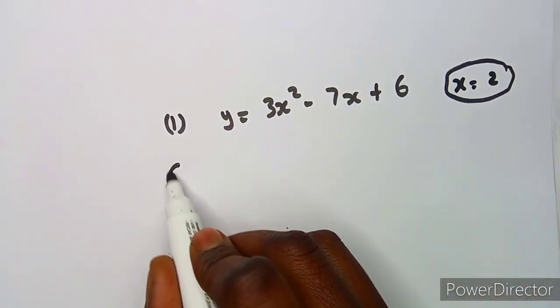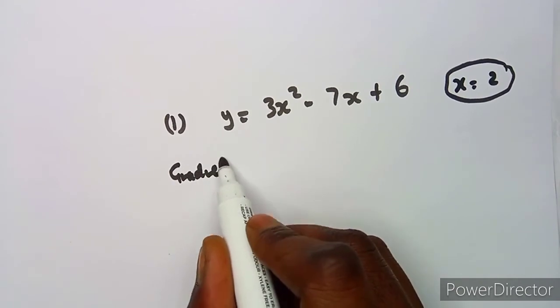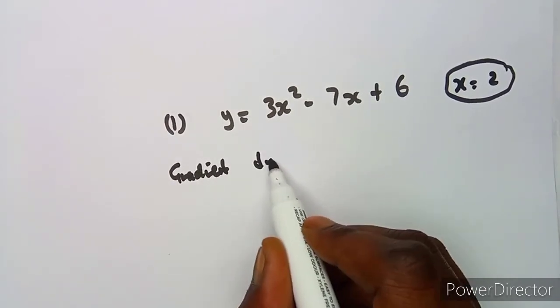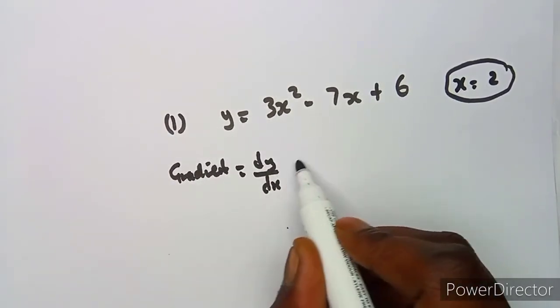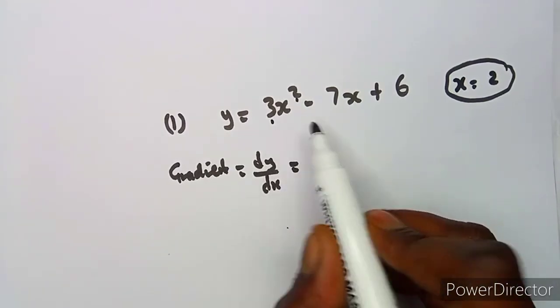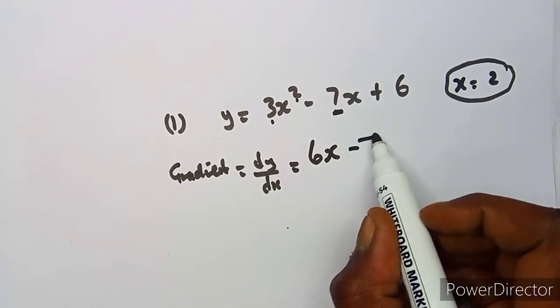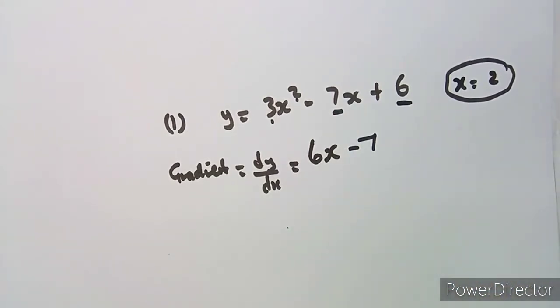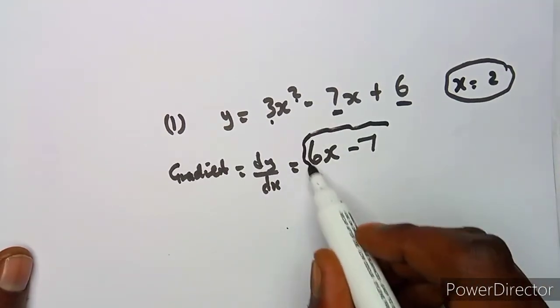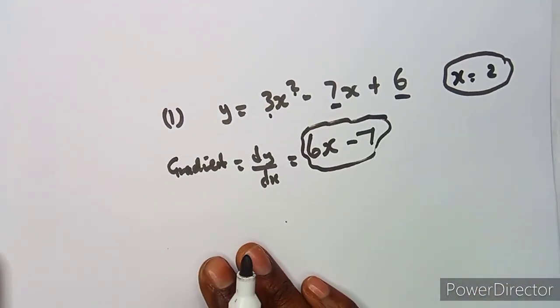So this is what is going to happen. The gradient, like we said, is going to be represented by dy dx. So I'm going to find dy dx of this, which is 3 times 2, that's 6x. We're now used to this. Then minus 7. This is a constant, which is a 0. Remember, I talked about this. So this is your gradient expression, this is your dy dx.